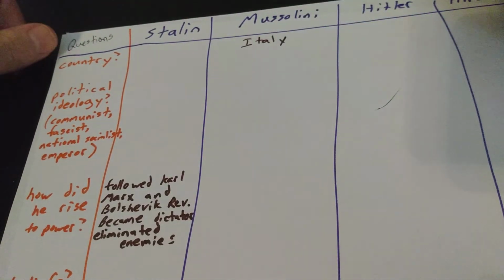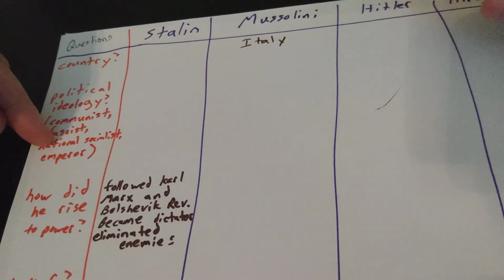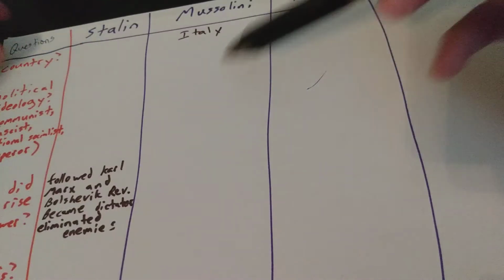Okay? And then Mussolini, you do the same thing. Which one of these is Mussolini, which one of these is Hitler, and which one of these is Hirohito? Right? And you just write the answer.